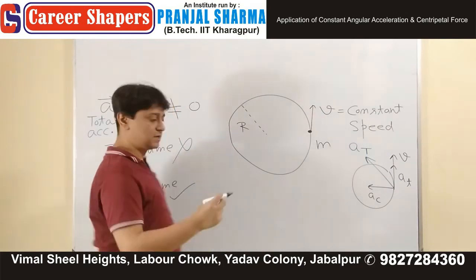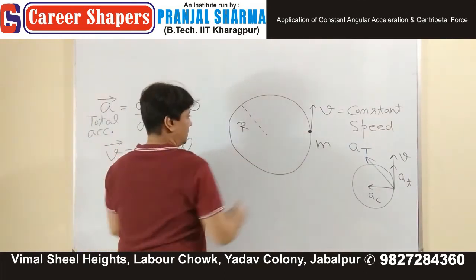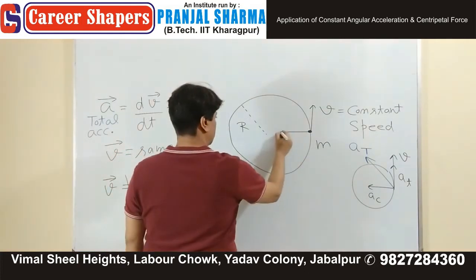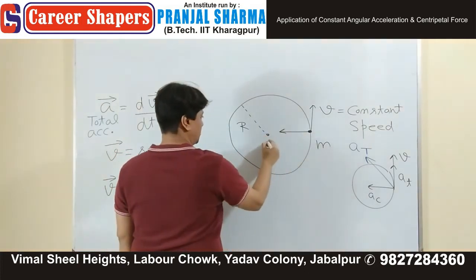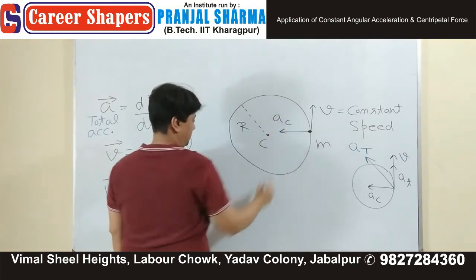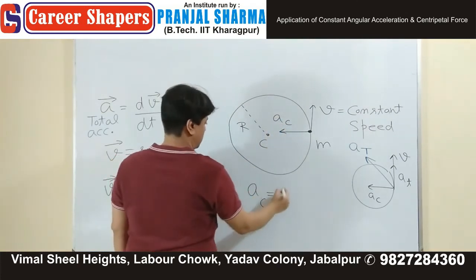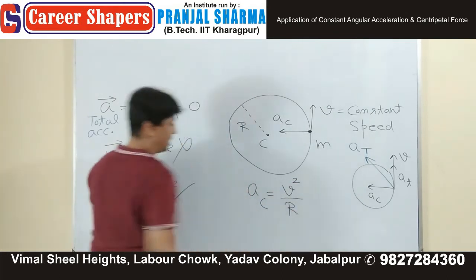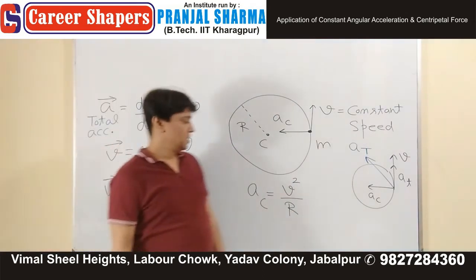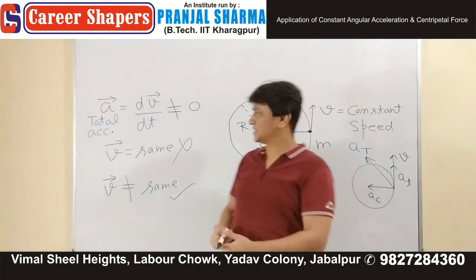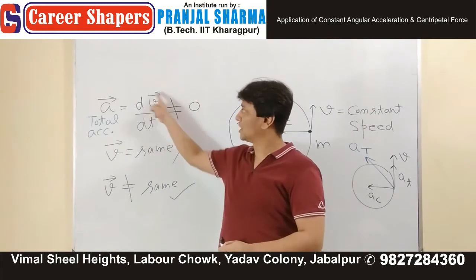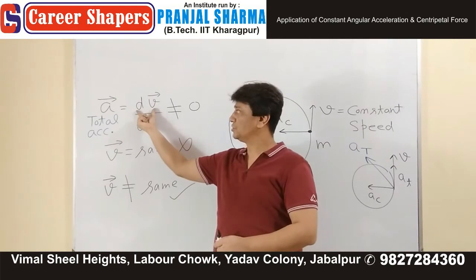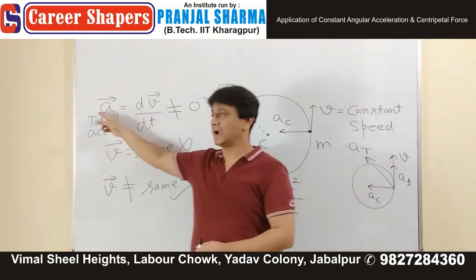And this AC, for proof, I have told you what to do. Remember, AC acts towards the center and is given by V square divided by R. And those of you who are interested in the proof, the proof will come with the help of dV by dt. Find the change, and you will get A.